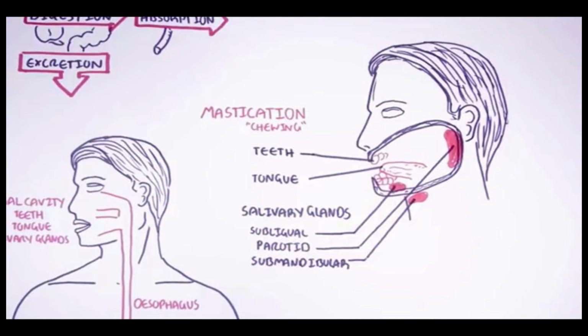Where is the salivary gland located? There are the sublingual, which is behind the tongue, the parotid, and the submandibular salivary gland. Total, there are 3 types of salivary gland. When you see someone squeezing a calamansi, naglalaway ka. That means your 3 types of salivary gland were stimulated: the sublingual, parotid, and submandibular.